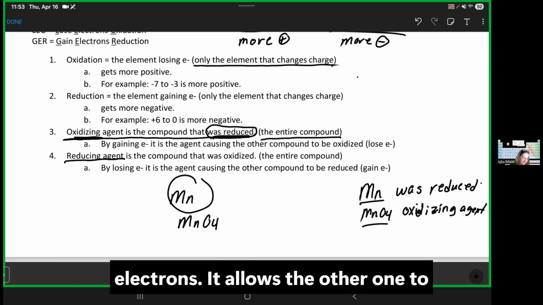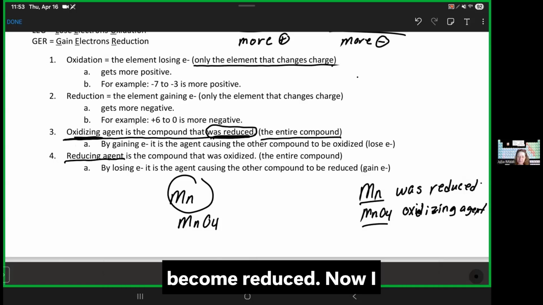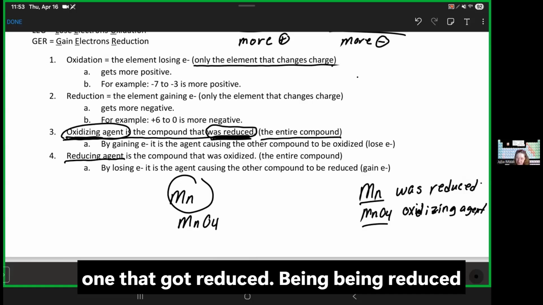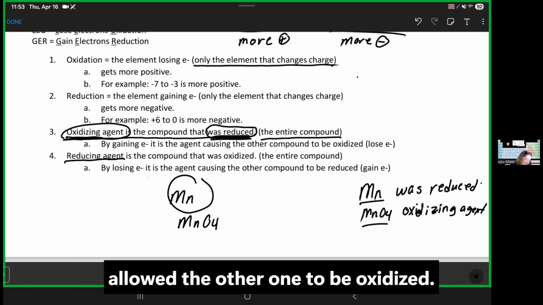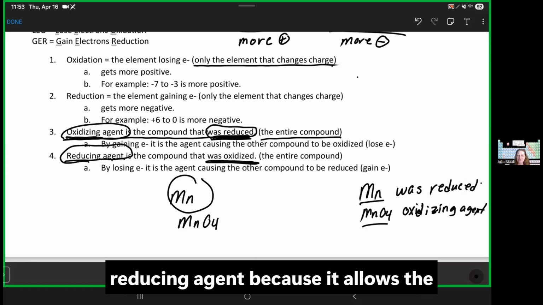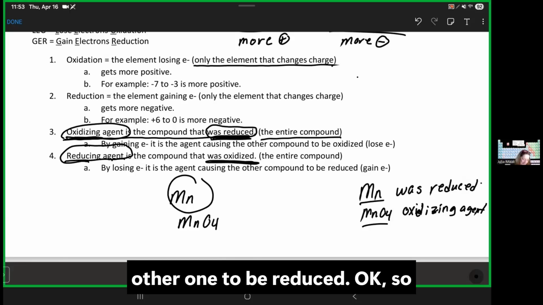It allows the other one to become reduced. Oh, I said that backwards. The agent is the one that got reduced. Being reduced allowed the other one to be oxidized. The one that was oxidized is the reducing agent because it allows the other one to be reduced.